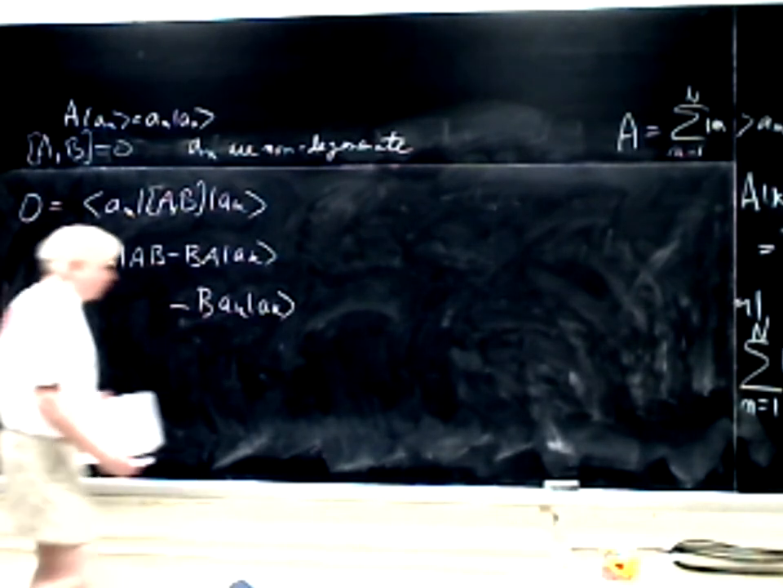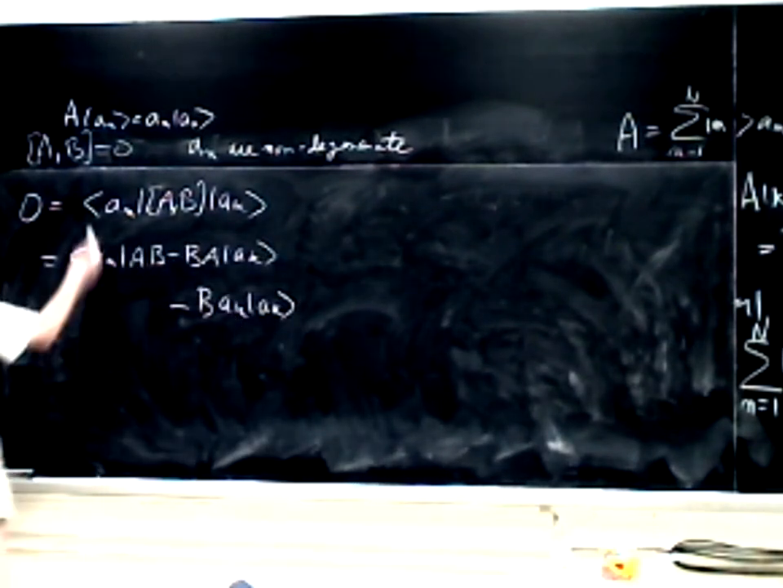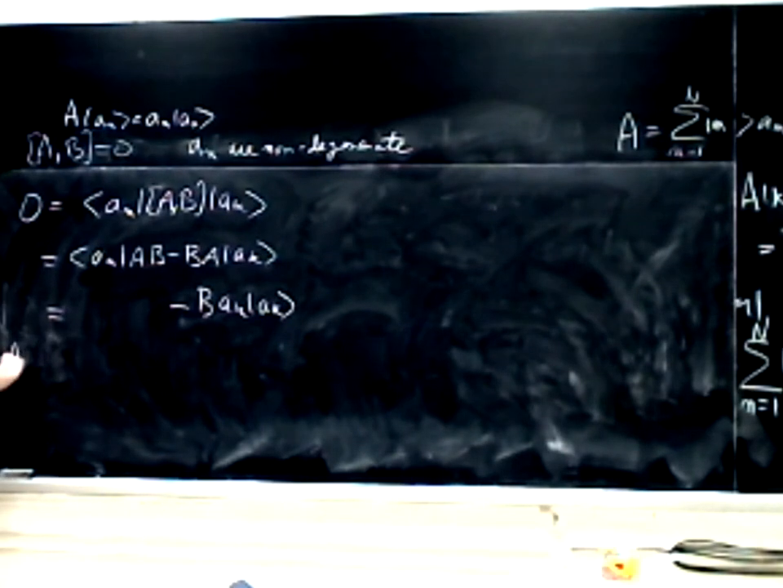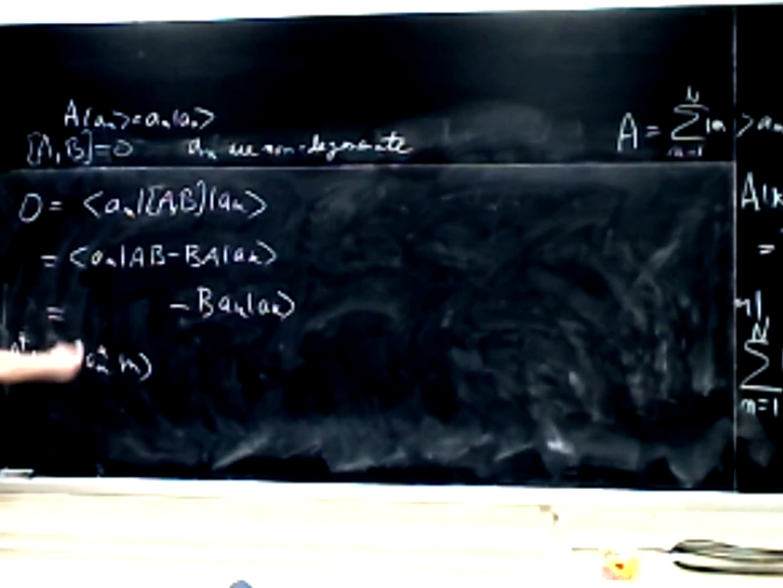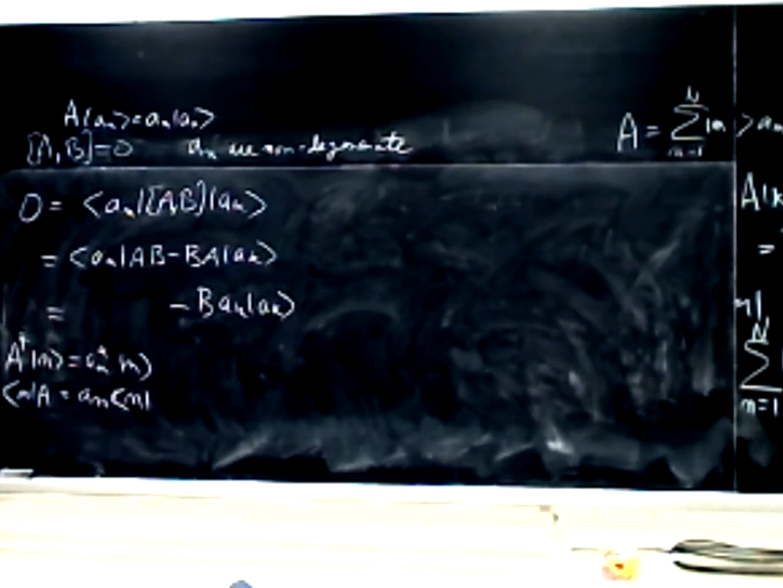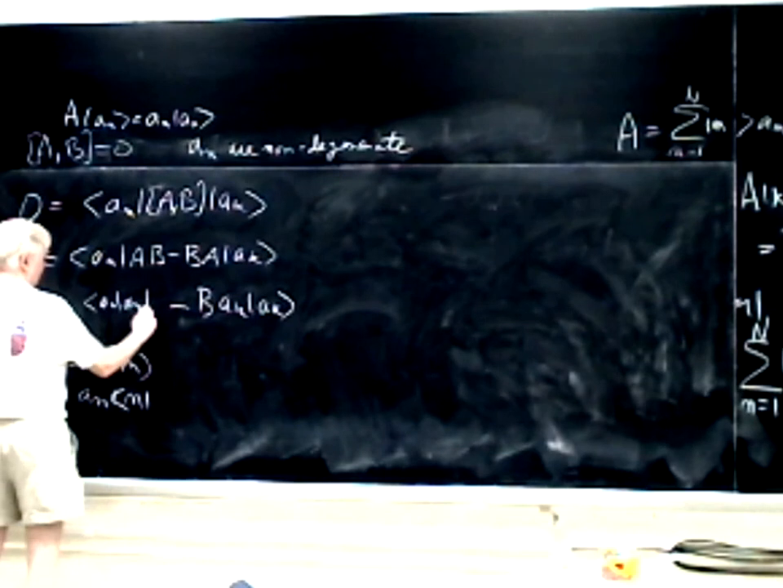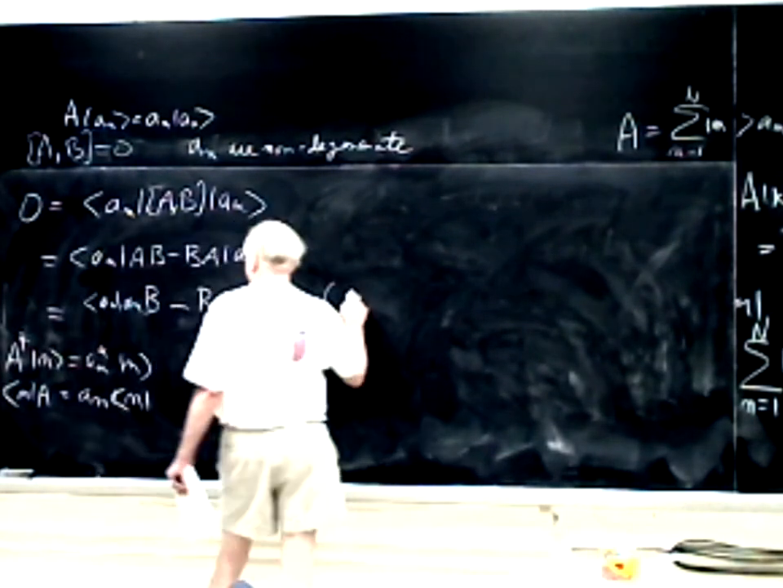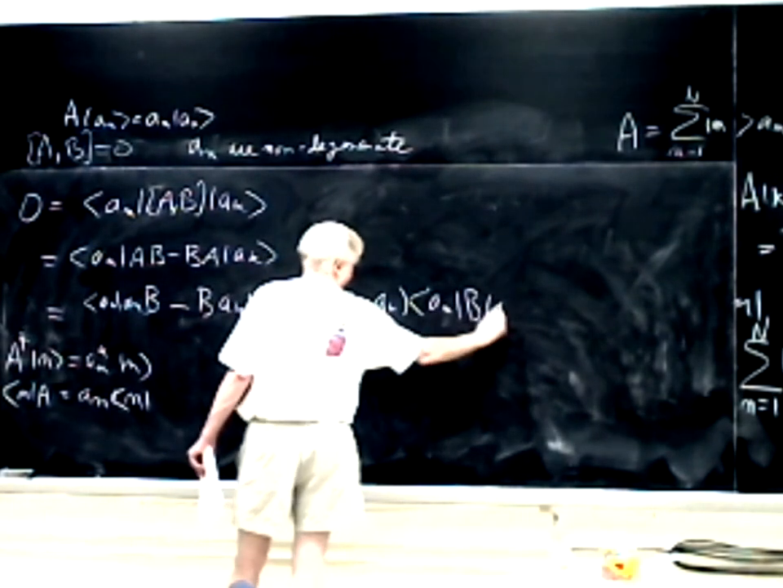The point is that we showed for a normal matrix that A dagger on |n⟩ is a_n star |n⟩. Remember, for a normal matrix, that's true. You take the adjoint of that, and we get ⟨n|A equal to a_n ⟨n|. And so this is equal to (a_n minus a_k) ⟨a_n|B|a_k⟩.